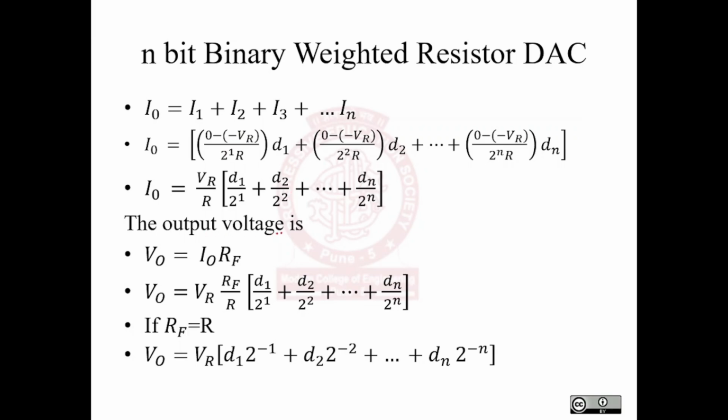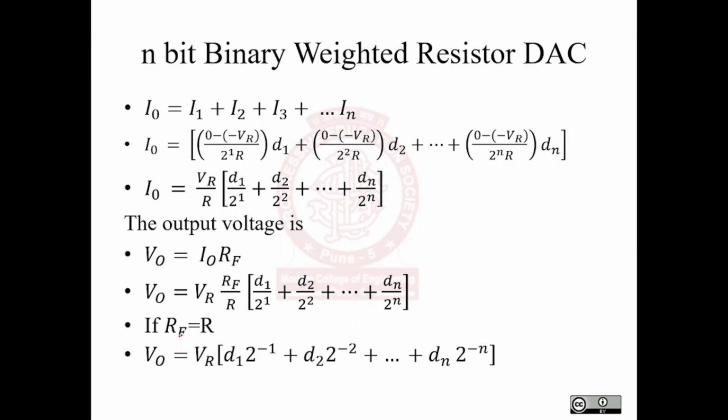Now the output voltage is written as VO is equal to IO into RF. Substitute the value of IO as VR upon R into the bracket terms. So here we have VO is equal to VR into RF upon R into the bracket d1 upon 2 raised to 1 plus d2 upon 2 raised to 2 plus so on up to dn upon 2 raised to n.